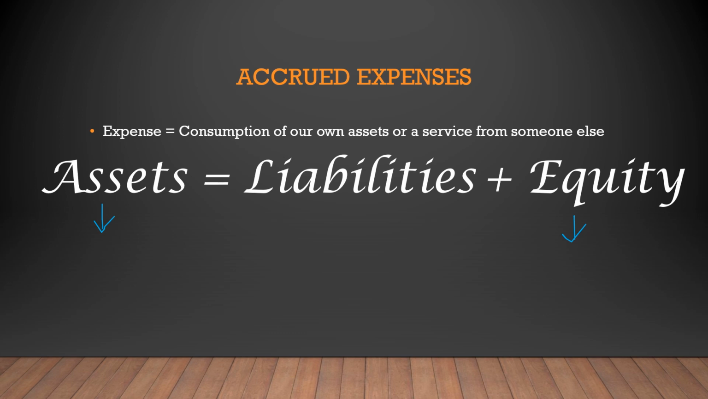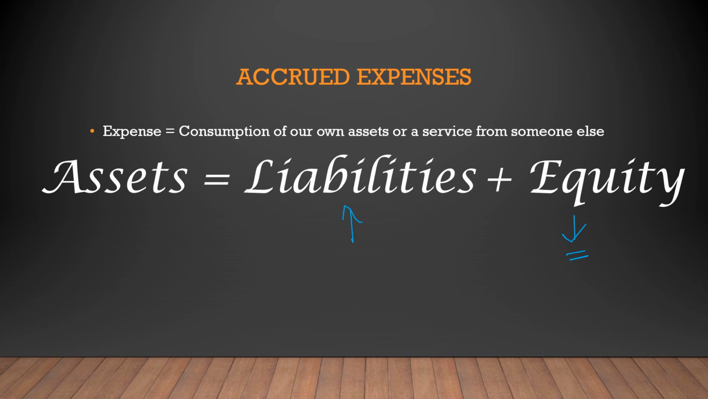An accrued expense is what happens when we consume a service from someone else but don't pay immediately. In this case, we haven't consumed our cash asset yet, but we have an obligation to do so by paying that other party in the near future. The expense is still a decrease in equity, but that obligation to pay in the future is an increase in liabilities.